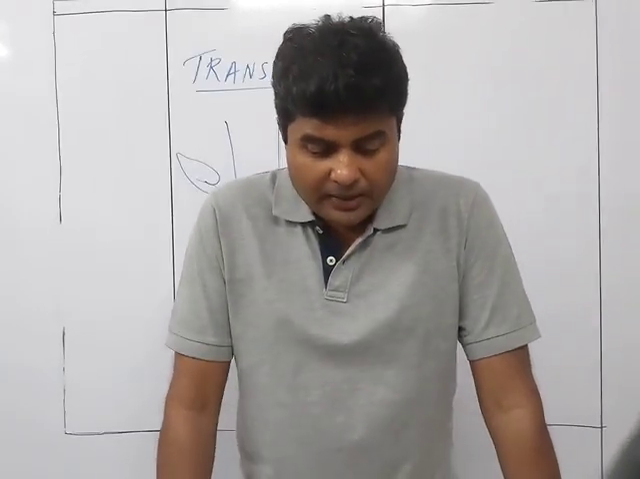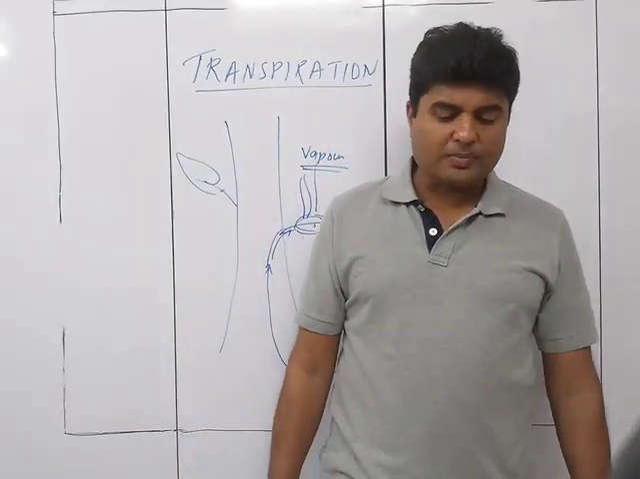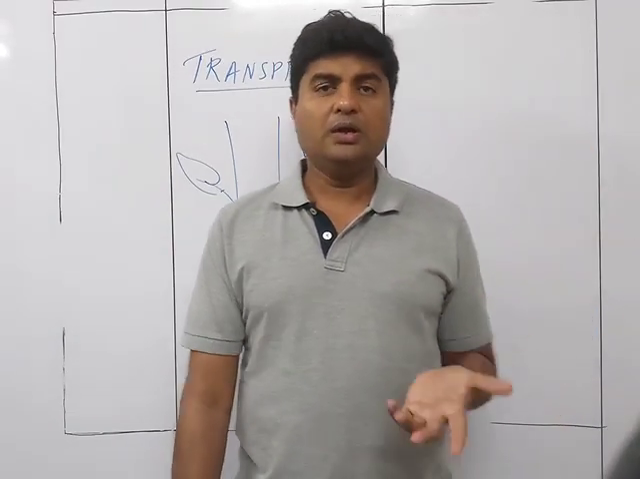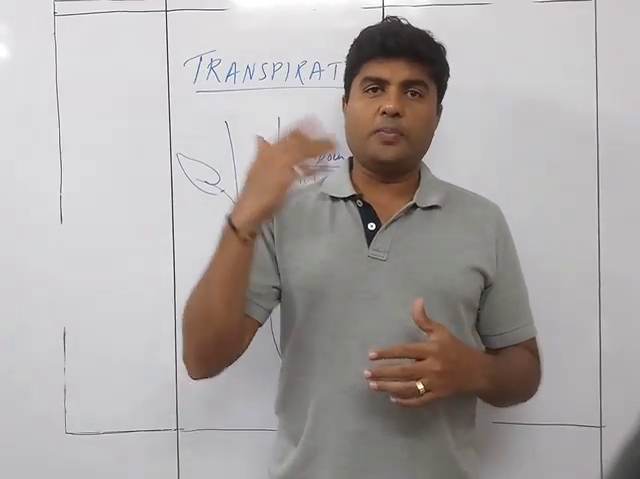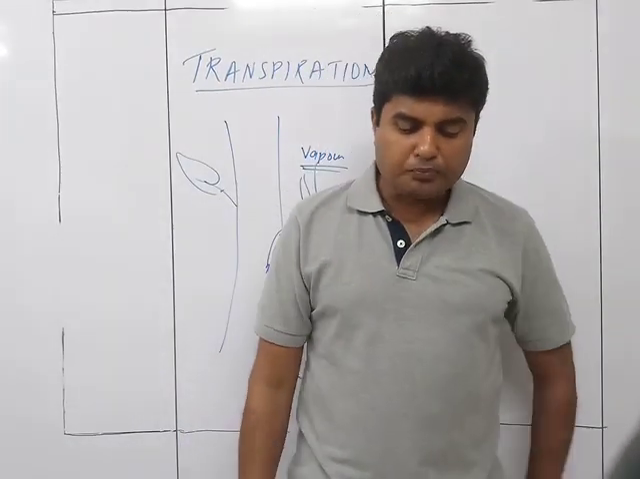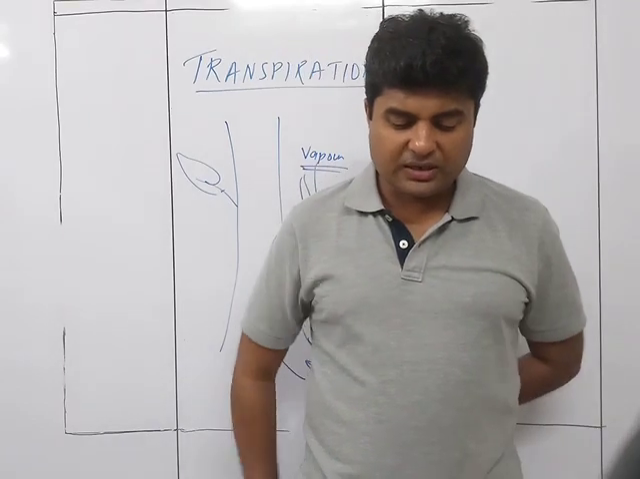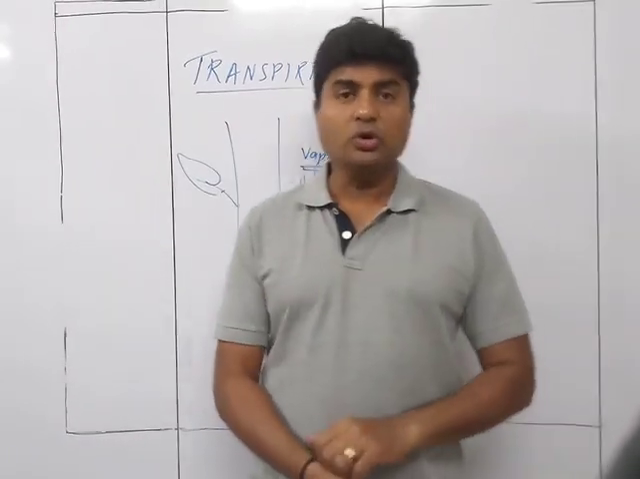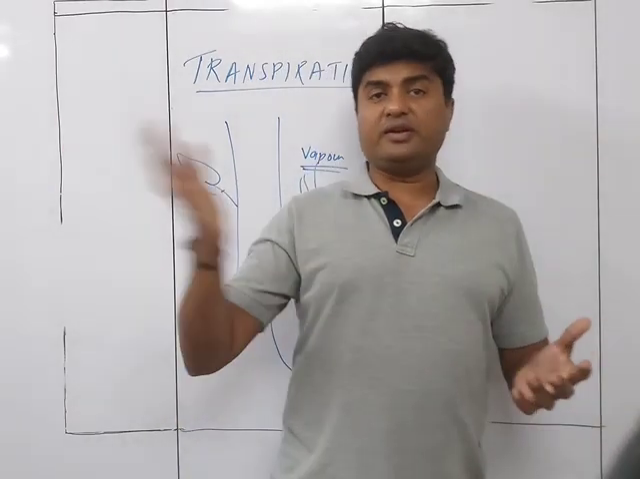Second is temperature. Transpiration is faster on a hot summer day as compared to cold winters. Obviously, because on a hot summer day, evaporation will be faster. Wind. Transpiration is more when the wind is blowing faster as water evaporates faster from the leaves. So the evaporation rate is faster if it is too windy.